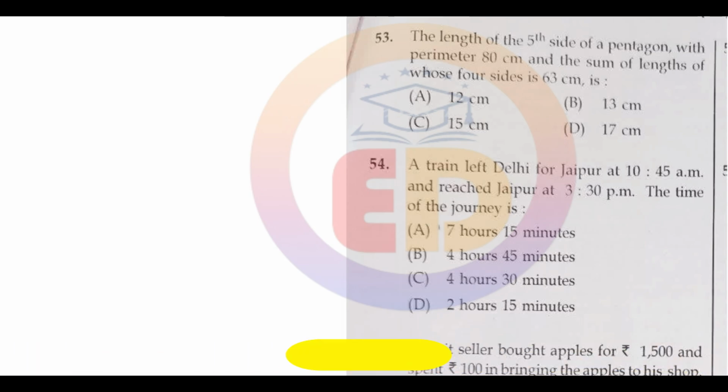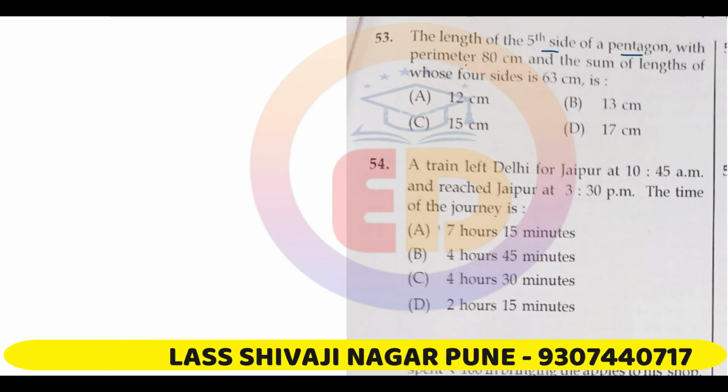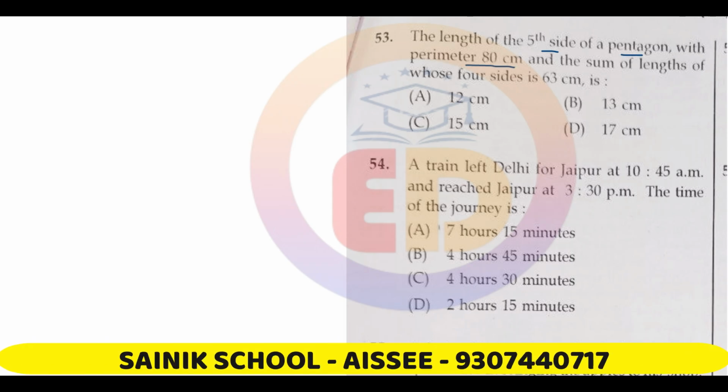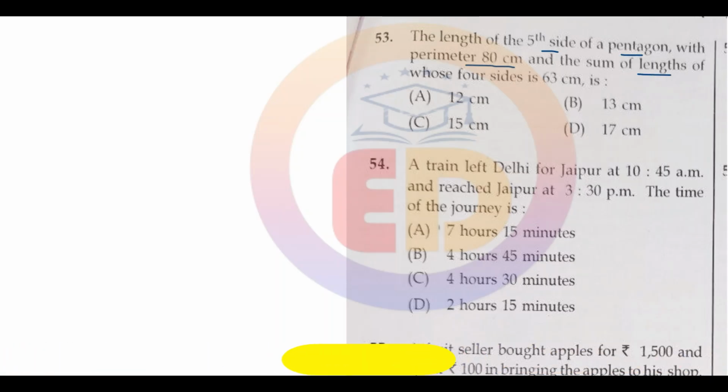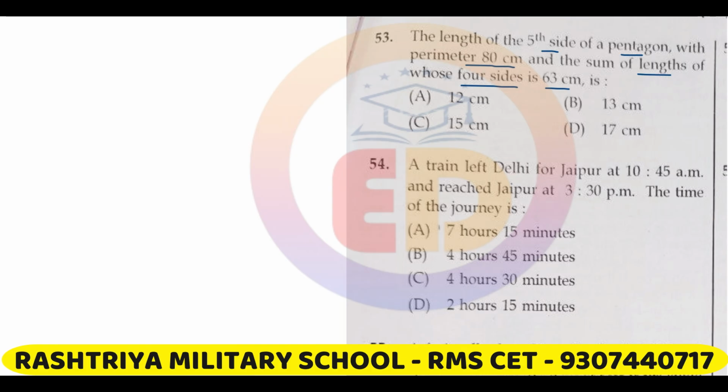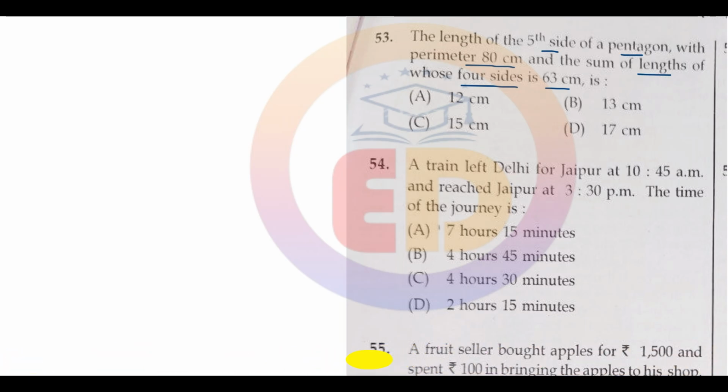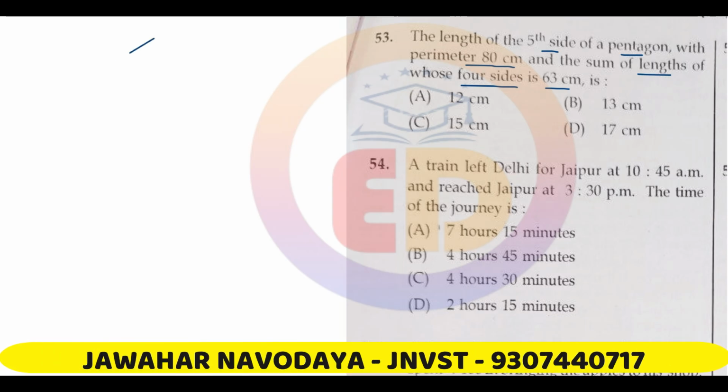Question number 53. The length of fifth side of pentagon with perimeter 80 centimeter and sum of length of whose four side is 63 is. Question is simple. It's just they have used a lot of words.